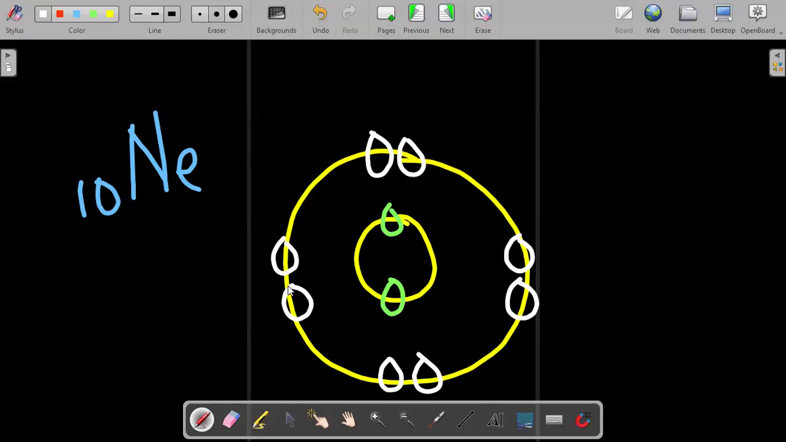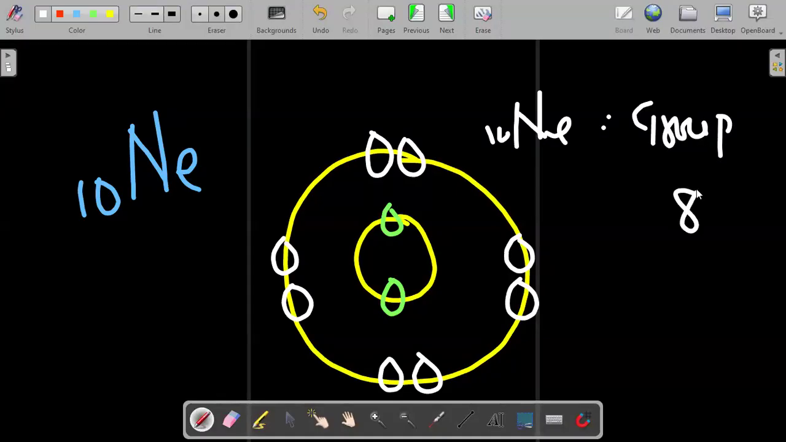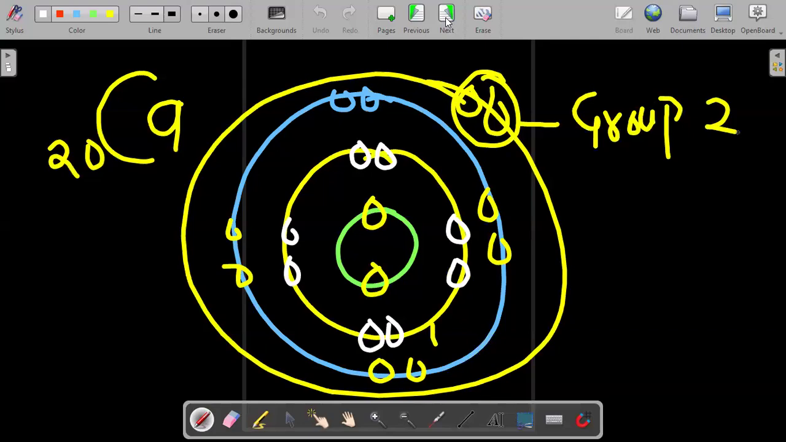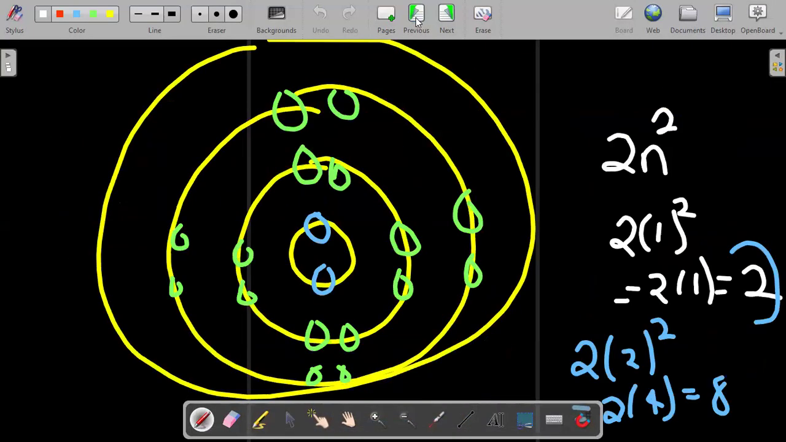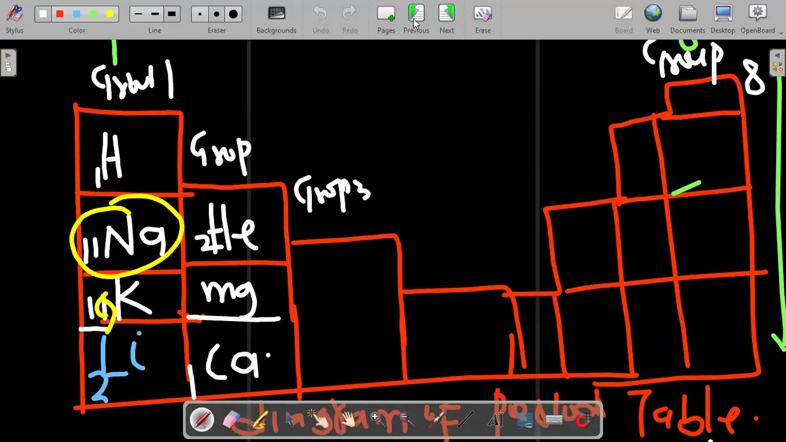So what's the valence electron count in the outermost shell? The outermost shell means after arrangement, where you stop. We stop at the second shell. How many electrons are there? 8. So that means neon belongs to group 8. If I want to arrange neon, neon has to be here. I have to place neon here. Neon is in group 8.